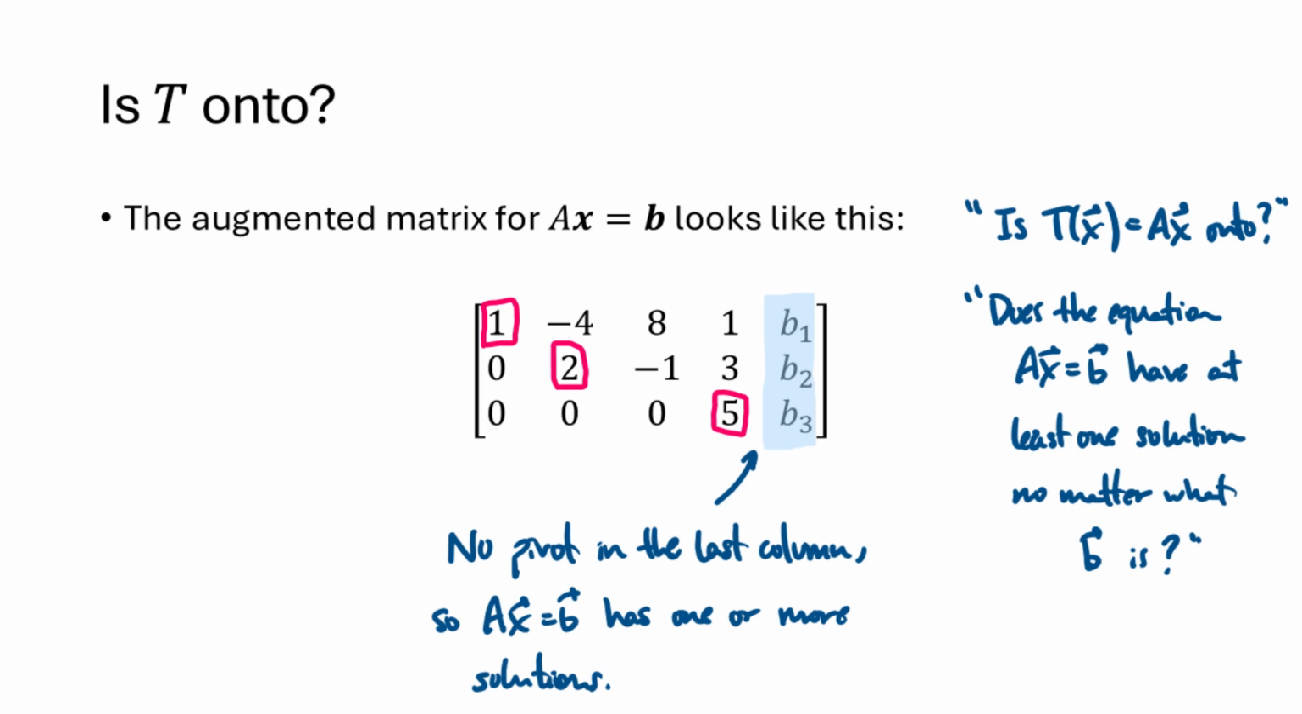That means we need to look in the last column, and since we see that there is no pivot in this last column, this matrix is already in echelon form. There's no pivot in the last column, and so that means that the equation Ax equals b is consistent, which means it has one or more solutions. That's what we were asking, and so the answer is that yes, in this case, T is onto.